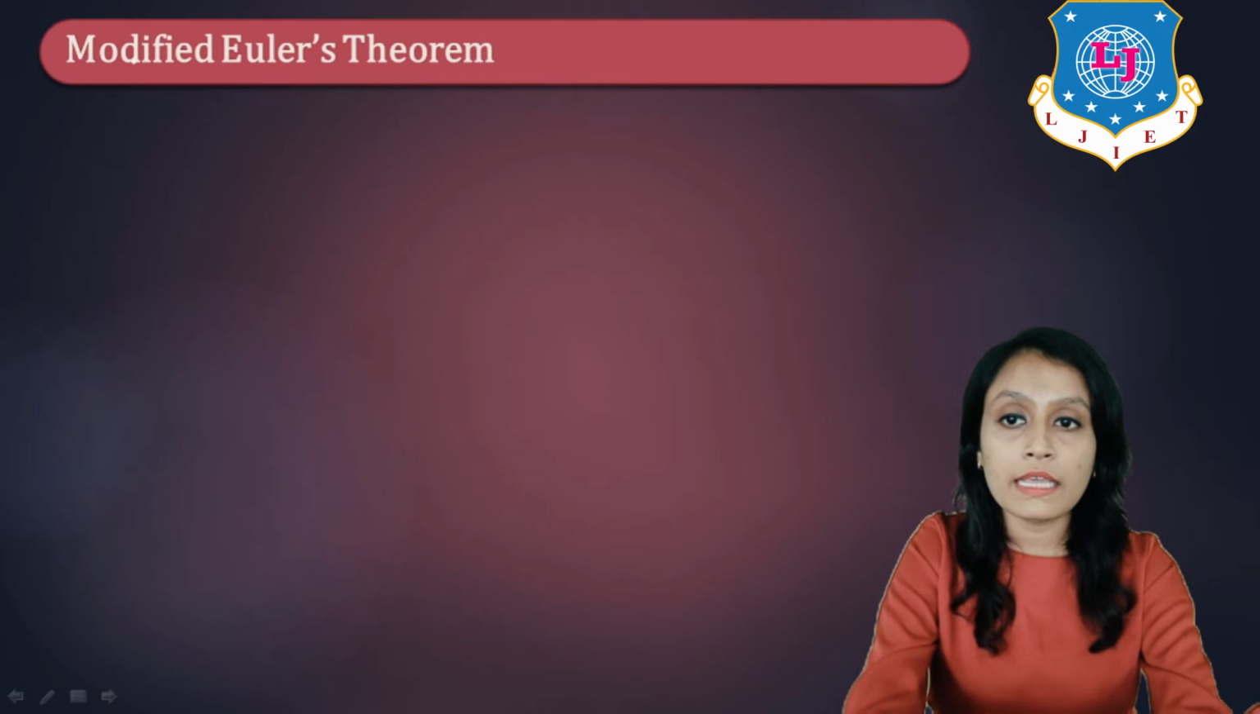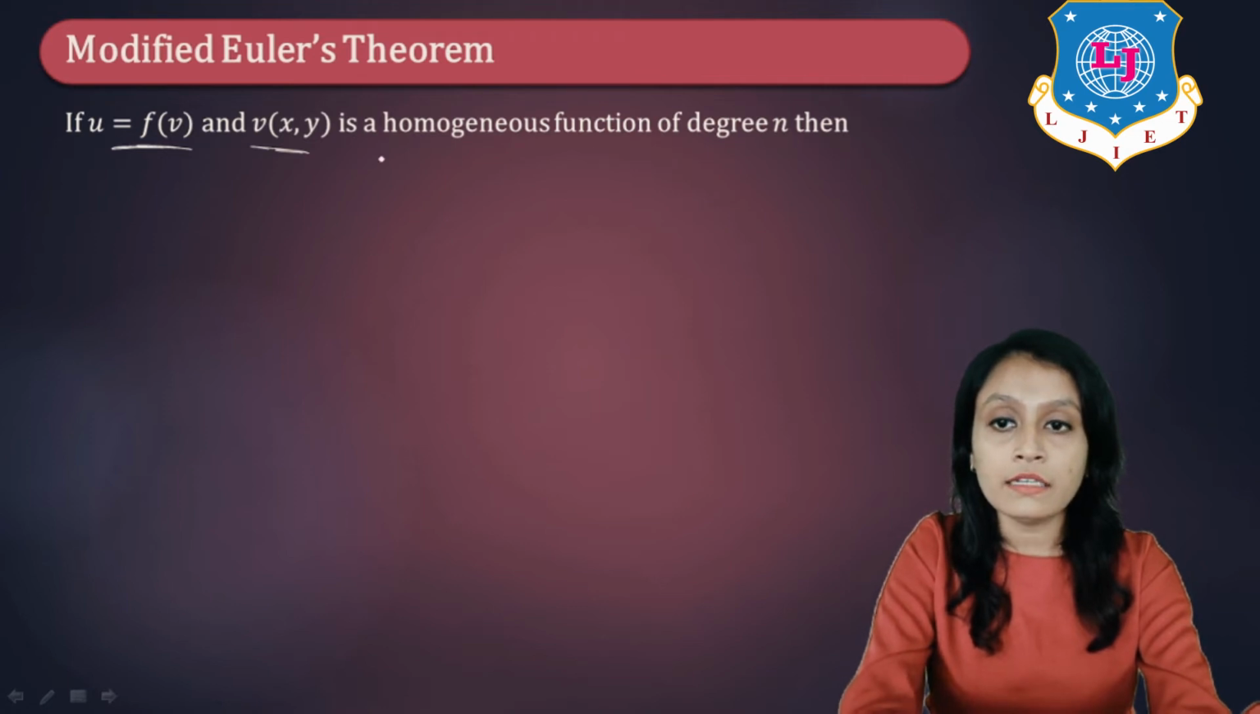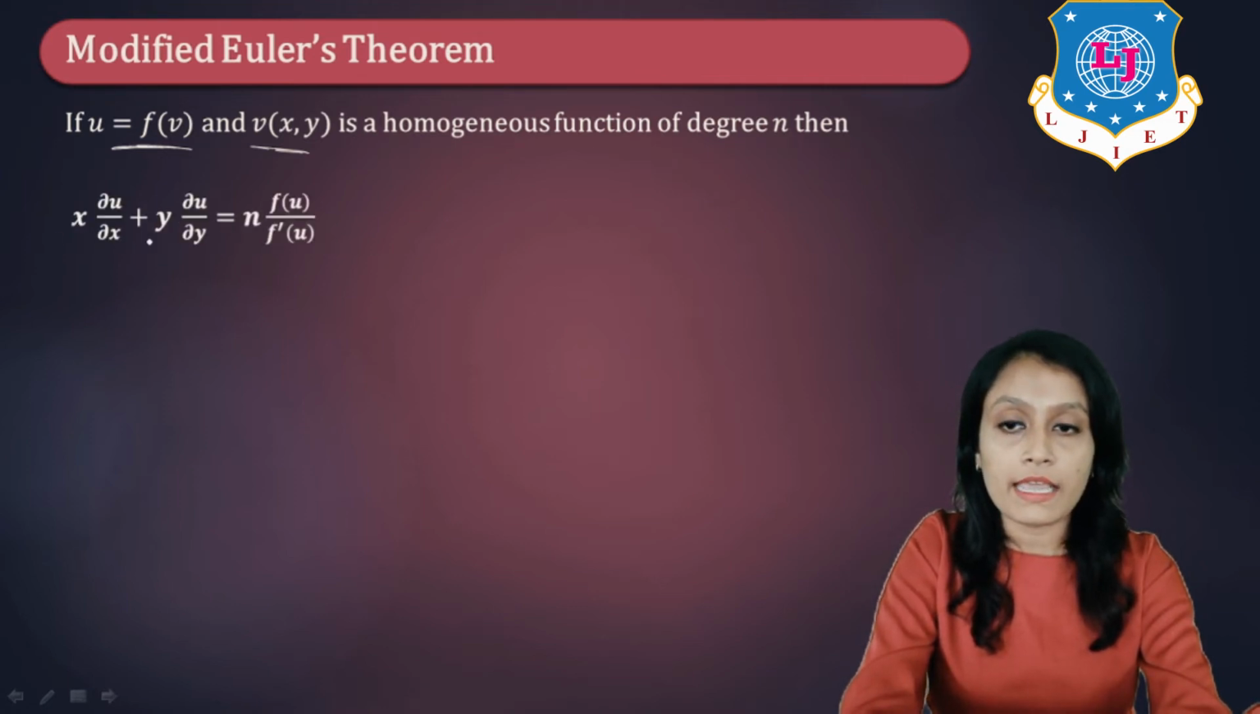Now let's study modified Euler's theorem. So if u is equal to f of v is given, so u is some function of v, and this v is a homogeneous function of degree n, then x del u by del x plus y del u by del y is given by the formula n f(u) upon f dash u. So here u must be some function of v and then this v must be a homogeneous function, then we can apply this formula.